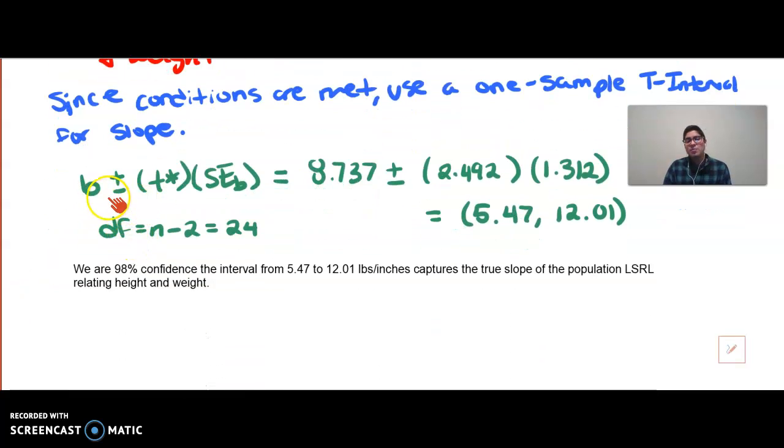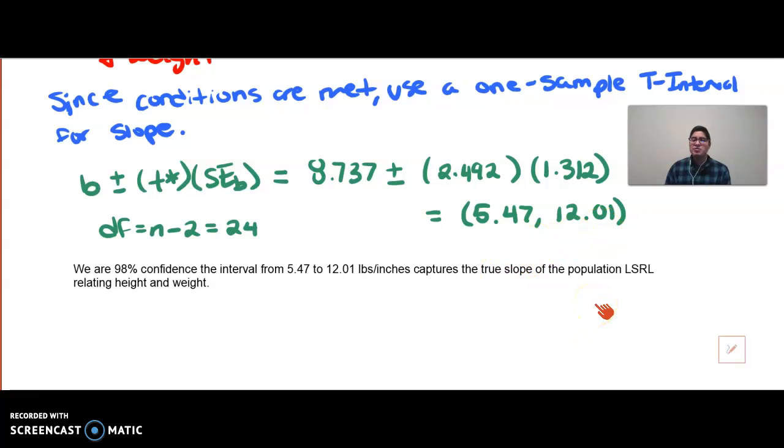And then my process just carries out the same. I'm going to take the slope plus or minus the critical value times the standard error of the slope. Here, degrees of freedom of n minus 2 is 24. As a reminder, critical value times standard error gives us our margin of error. And thus I produce the following result of 5.47 to 12.01.